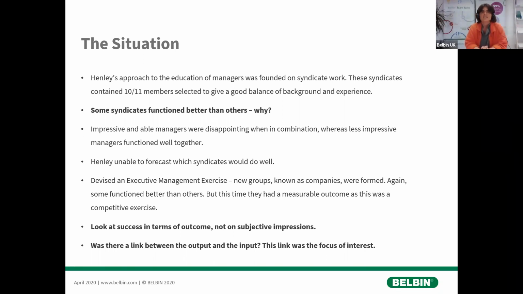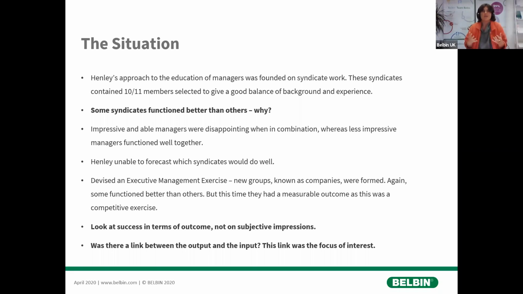Their syndicates contained about 10 to 11 members, and they were selected so that people had a good range of backgrounds, a good range of experiences. But they found that when these syndicates worked together, some worked better than others. And this caused a lot of debate. You know, why is that?